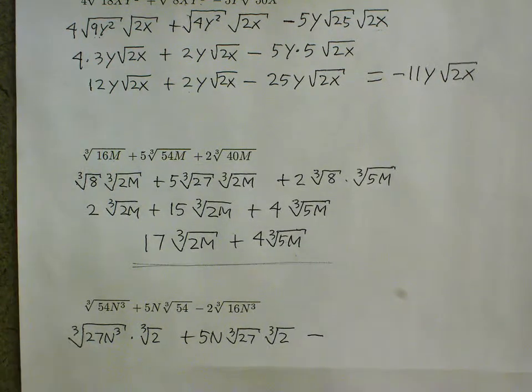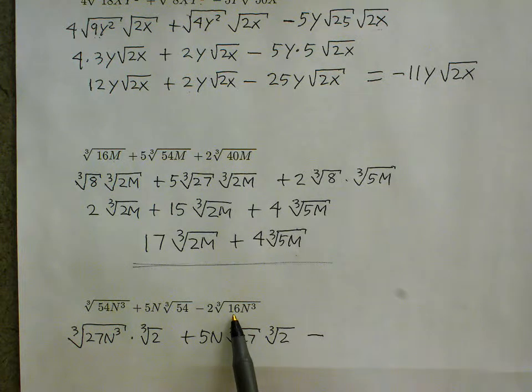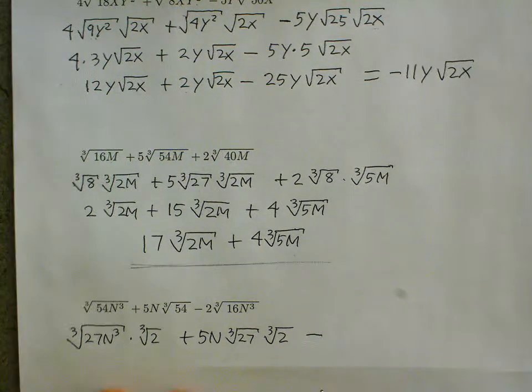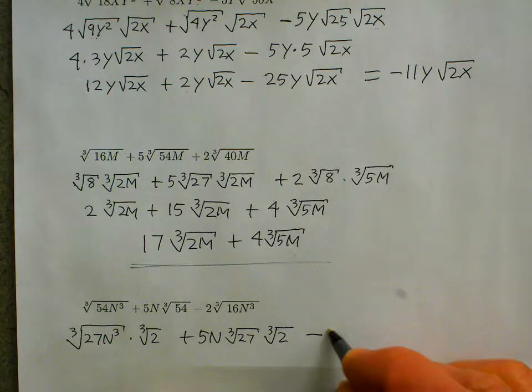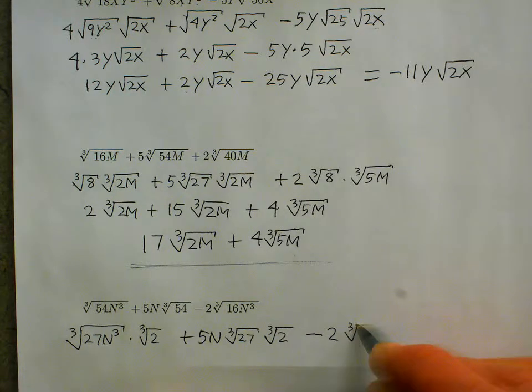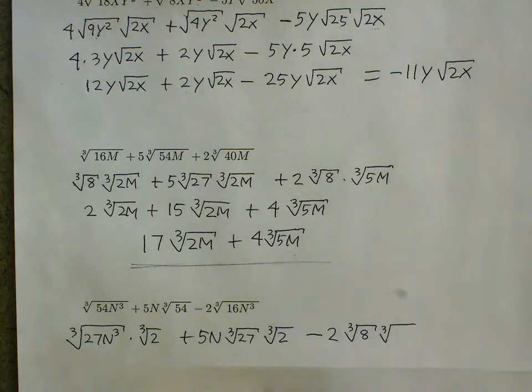And then we're subtracting 2 times the cubed root of 16n to the third. The largest factor of 16 that's a perfect cube is 8. 8 times 2 is 16. So we rewrite the third term as minus 2 times the cubed root of 8 times the cubed root of, whoops, I forgot the n to the third. So I'll put that in right here. N to the third is a perfect cube, so we have the cubed root of n to the third and then the cubed root of 2.